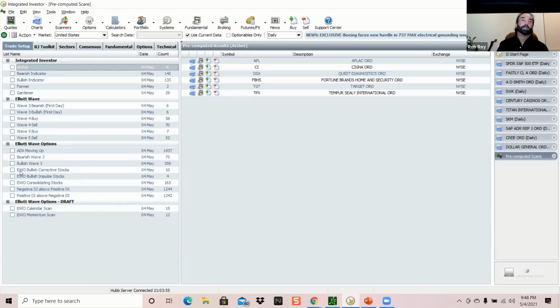Then you can see here there's EWO, bullish, corrective, impulse, consolidating. Those are all my own search parameters that I've developed over time that the folks at Hub have been kind enough to include. If you're an Elliott Wave option alert subscriber and you have Profitsource, they include those searches in there. So you can see basically exactly what I'm looking at every single day.